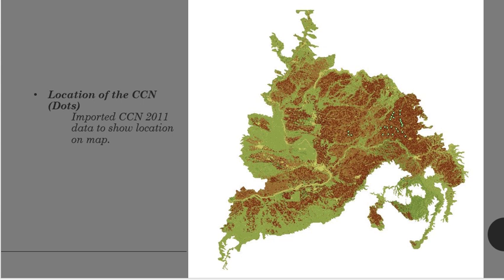This is a simple map representing the location of where the CCN are found. As you can see, as I mentioned earlier, there are a couple of outlying points, and the majority were found in the same area because they thrive on those crop types that are located in the cluster.